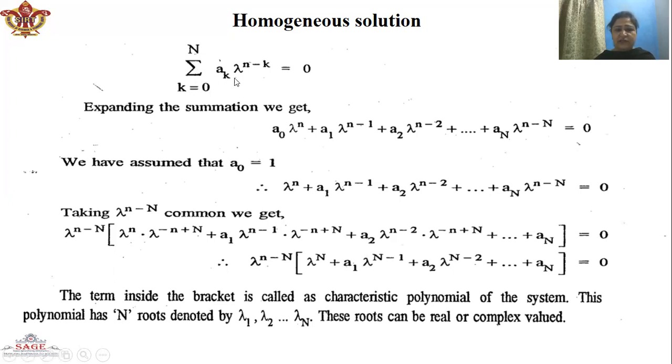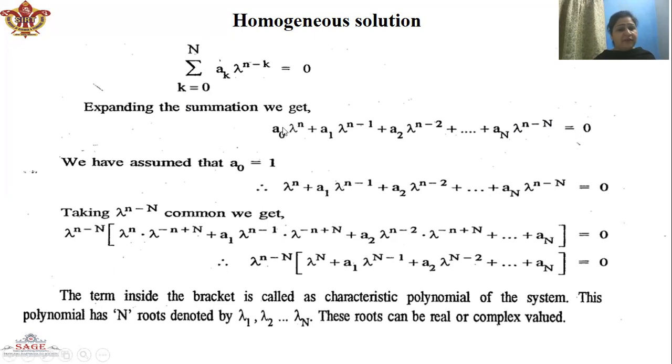If I put k is equal to 0, I'll get a0 lambda raised to power n. So this is my first term. If I put k is equal to 1, a1 lambda^(n-1), which is the second term. Then if I put k is equal to 2, a2 lambda^(n-2), which is the third term, till k is equal to capital N, which is aN lambda^(n-N) is equal to 0.